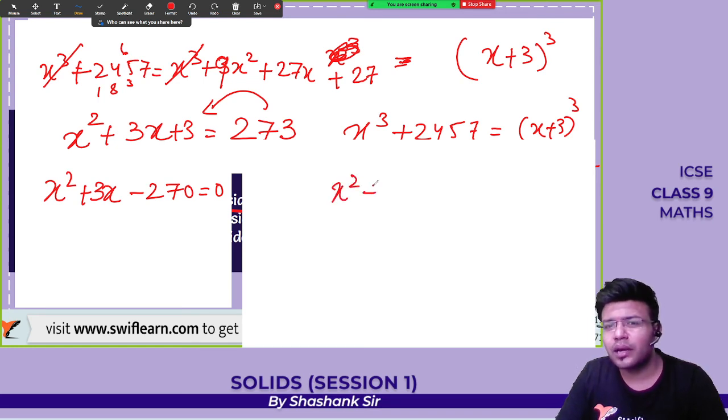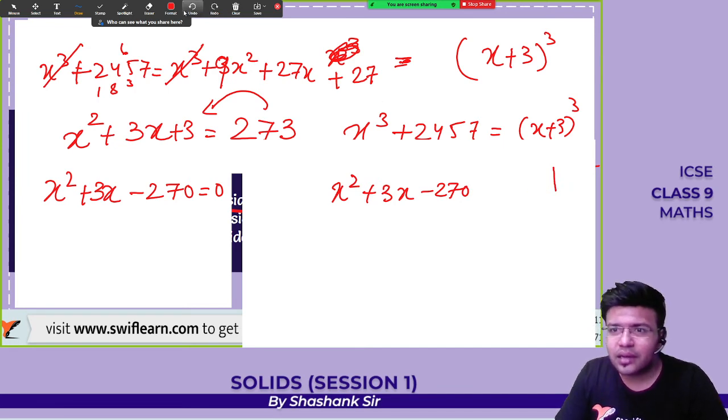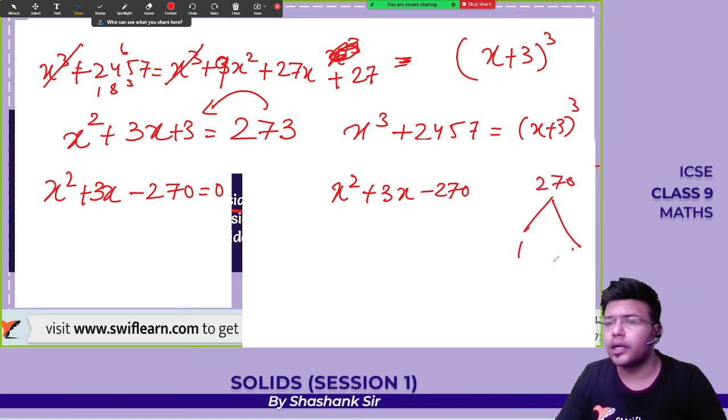So x square plus 3x minus 270. The product should be negative 270, and the sum should be 3. So split that, 1 into 270. 270 is a long way to go. 10 into 27, so minus 10 plus 27 is 17.